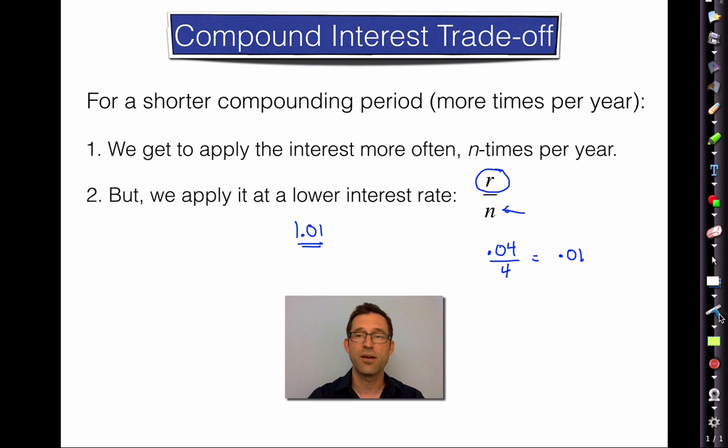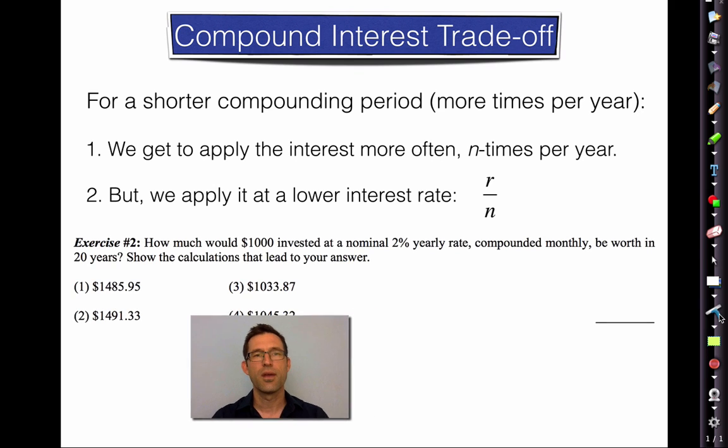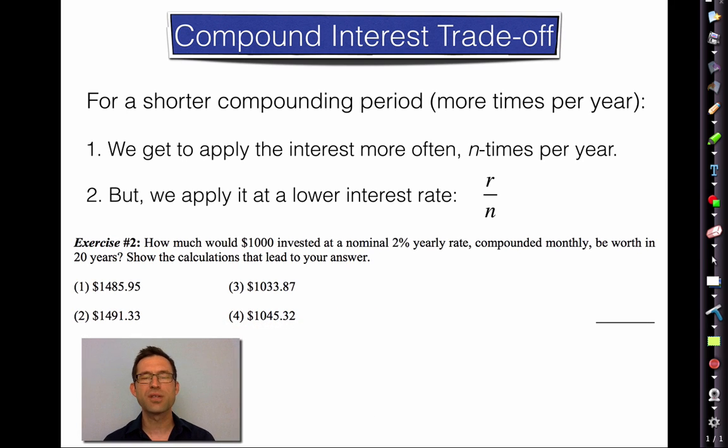All right, I'm going to clear this out, and then let's see how much you understand about this. How much would $1,000 invested at a nominal 2% yearly rate, compounded monthly, be worth in 20 years? Show the calculations that lead to your answer. Some of you will already have picked up on what's going on here and can do this problem. So I'd like you to pause the video now and think about it. If you're completely lost, obviously I'm going to go through it, but think about it a bit.